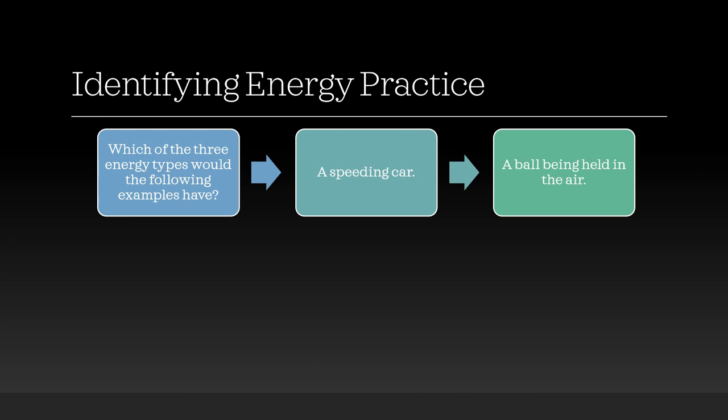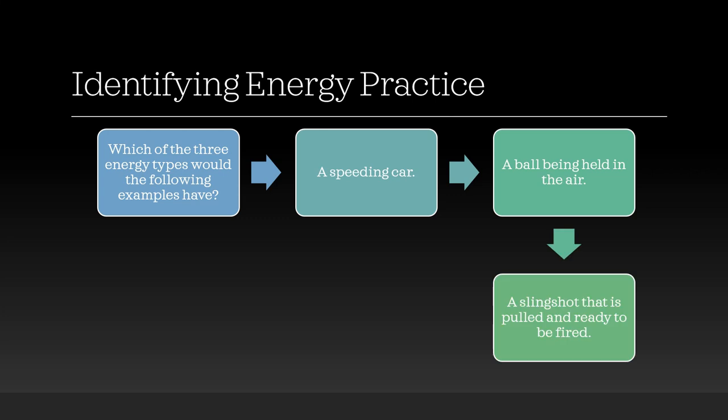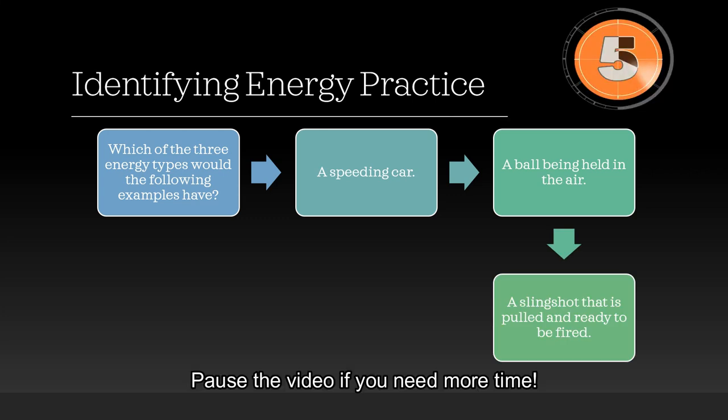And of course, the ball being held in the air is going to be gravitational potential energy. There's probably something holding it that has other types of energy in it, but we don't really care about that. We're just looking at the ball itself. And of course, since it is being held in the air, it is not on the ground, it has the ability to fall, so it is going to have gravitational potential energy. Next example, a slingshot being pulled back and ready to be fired.